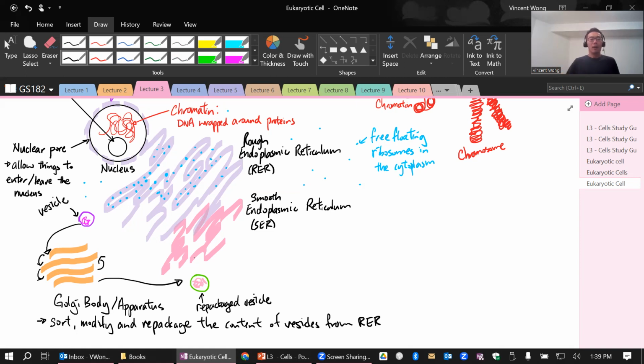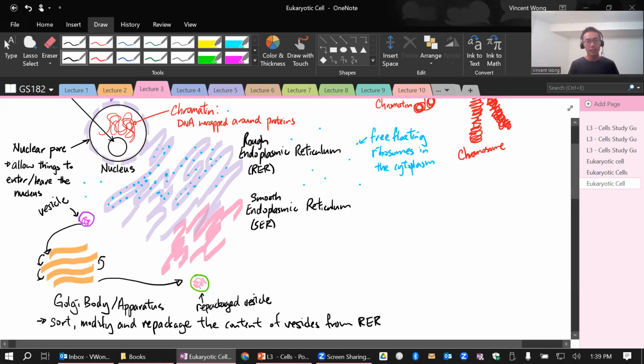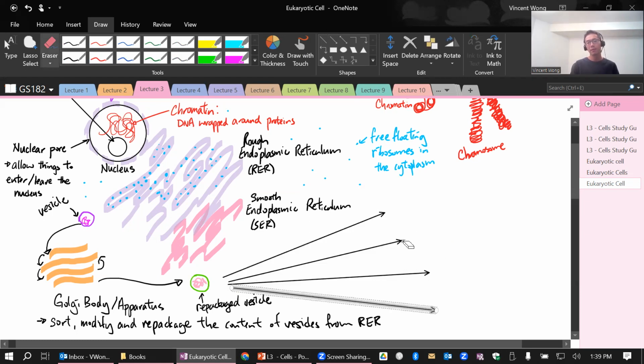All right, so what do we do here? The vesicle has several destinations. Number one, it might be ready to be released from the cell. So the protein will be released from the cell immediately.